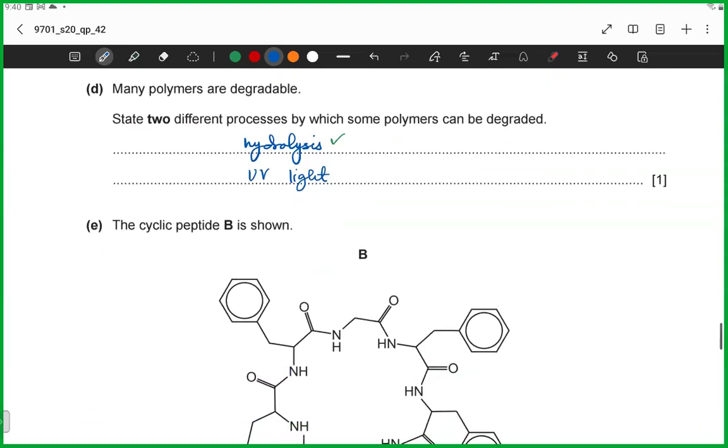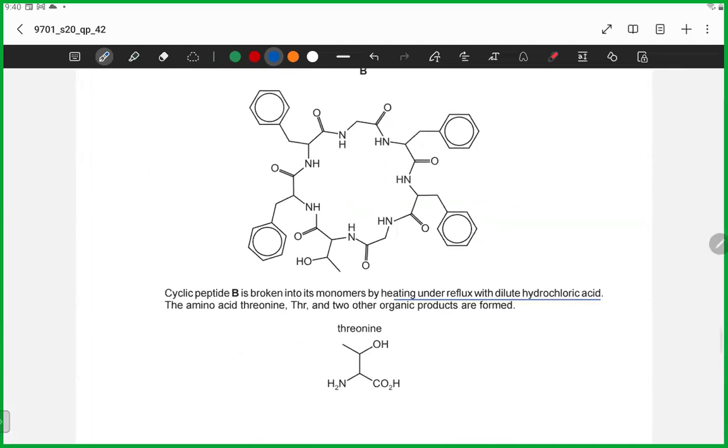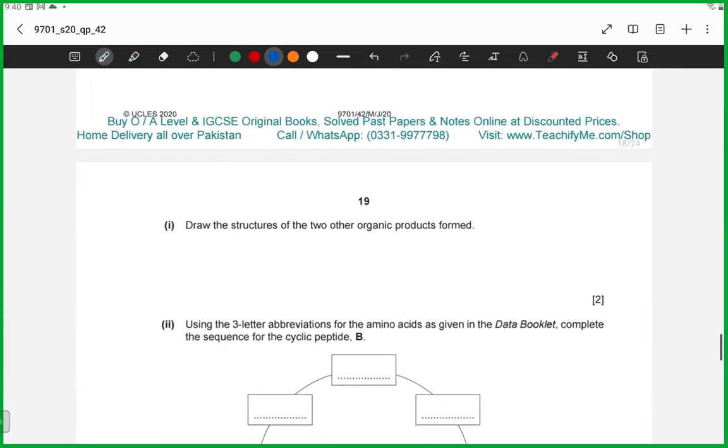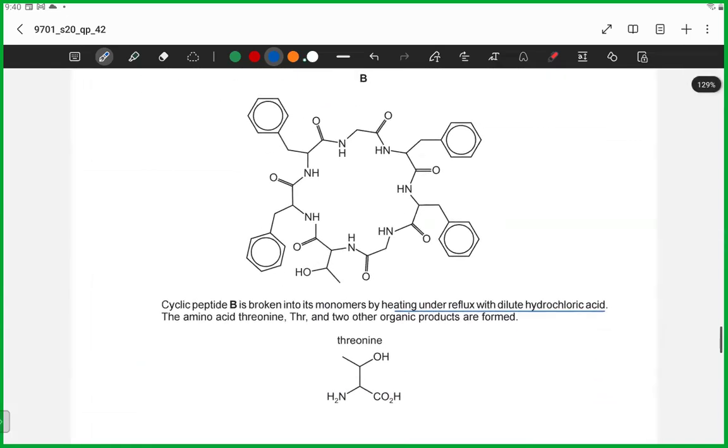That's the next one. So you've got this molecule. It says it's broken into its monomers by heating it with acid, so hydrolysis is happening. The amino acid and two other organic products are formed. What's the question? What are the structures of the two other organic products? One of them is given. Now all the ester and amide links are going to break.